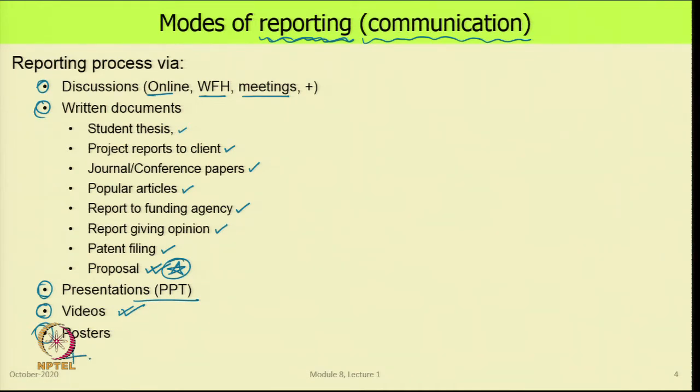So, these are the most frequently used common techniques of reporting, the modes of communication, and depending on the type of work we do, we should appropriately choose this. But discussions, of course, will always be there. Reports is the most frequent form of communicating, accompanied by presentations.